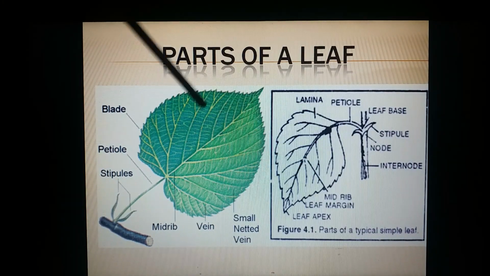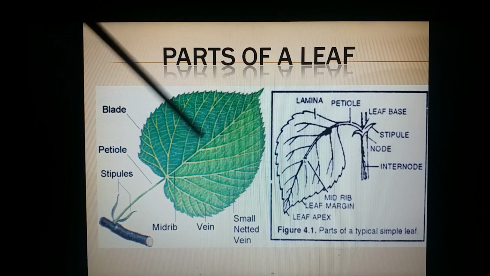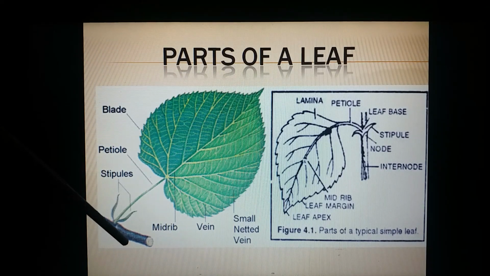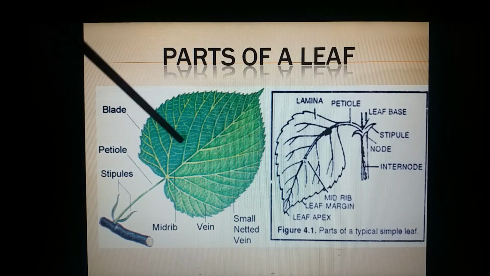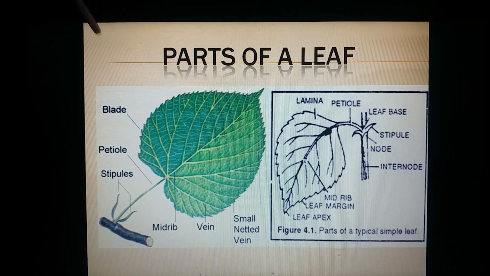Fundamentally, here is a typical leaf, the parts of a typical leaf. The place where the leaf arises on the stem is called the node, and the base of the petiole is called the leaf base. On either side, two small scaly appendages are present, which are called stipules. Then there is an elongated, stalk-like structure, called the petiole. The stipule, the petiole, and the very well flattened structure is called the lamina.